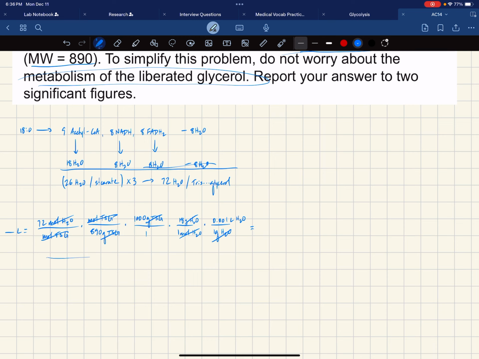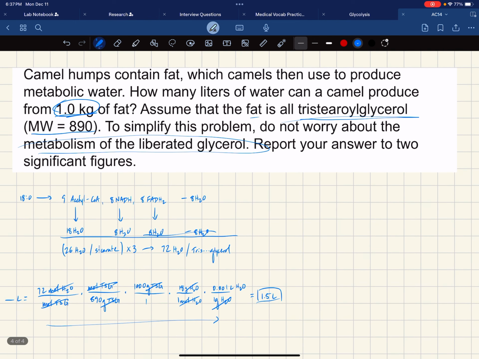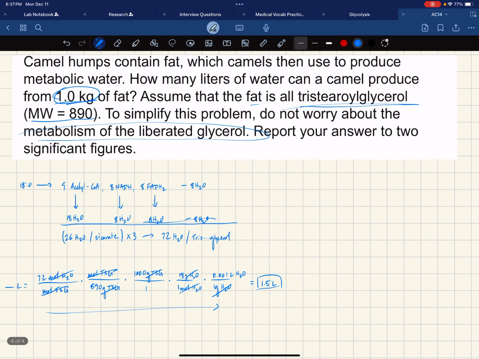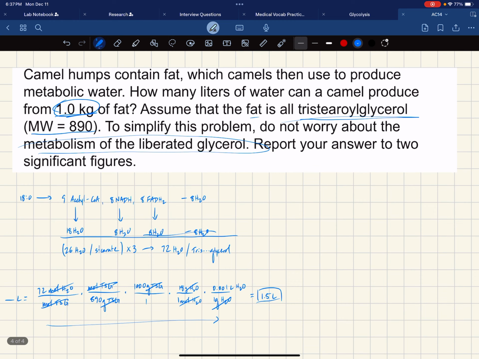So when we do all of this math out, what we get is that we're left with 1.5 liters of water that this camel is producing from this 1 kilogram of fat. And that's it for this video.